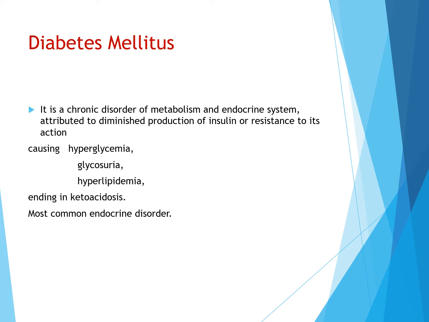and it causes hyperglycemia or high levels of sugar in our blood, glycosuria, sugar in our urine, and can also lead to hyperlipidemia, that is excessive levels of lipids. Now diabetes is considered the commonest disorder of the endocrine system, and it is basically characterized by increased blood sugar levels.